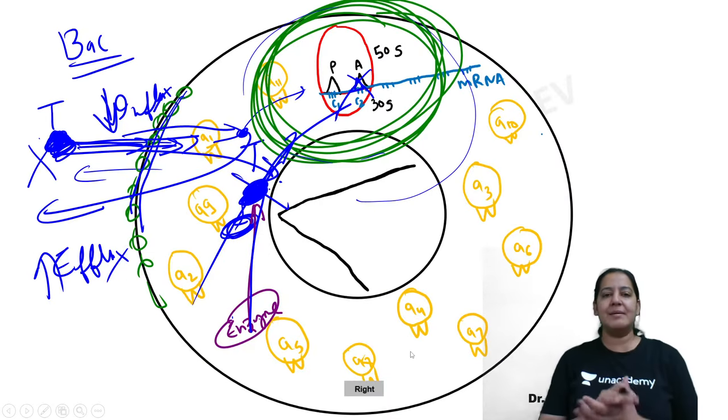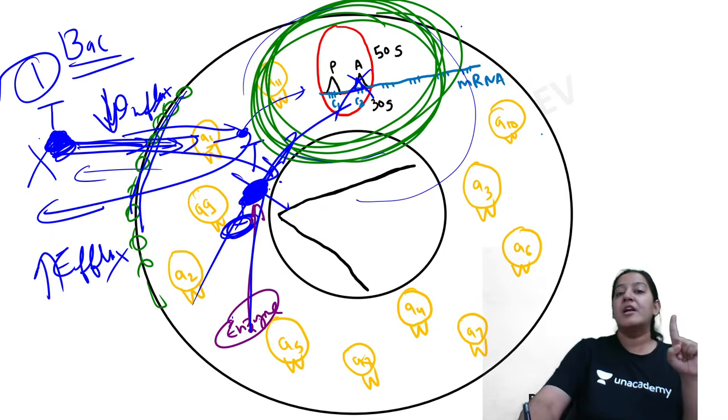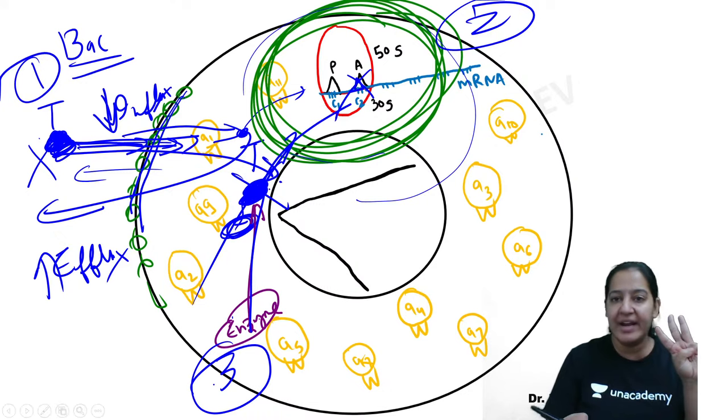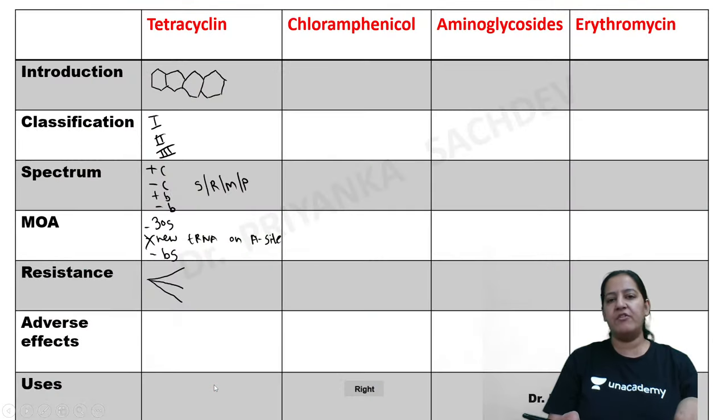So what are the three mechanisms of resistance? Tell me. Number one, decrease influx and increase efflux. Number two, protective covering around the ribosome. And number three, tetracycline degrading enzyme. Everyone give me a thumbs up. Amar, have you got it? Subhastva, have you got it? Kishore, Priyanka, shall I proceed ahead? These are the three ways of resistance.